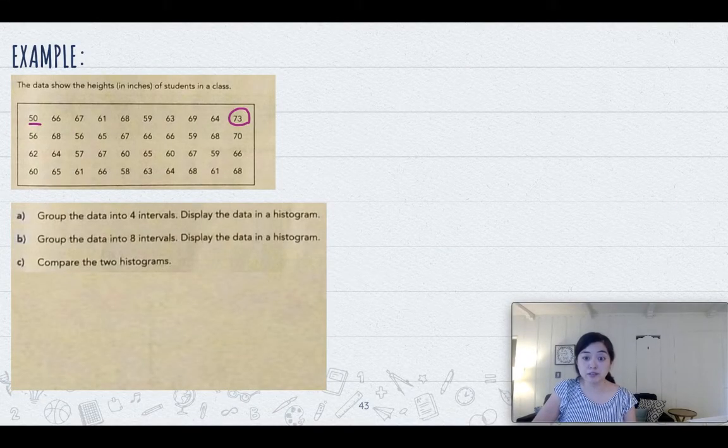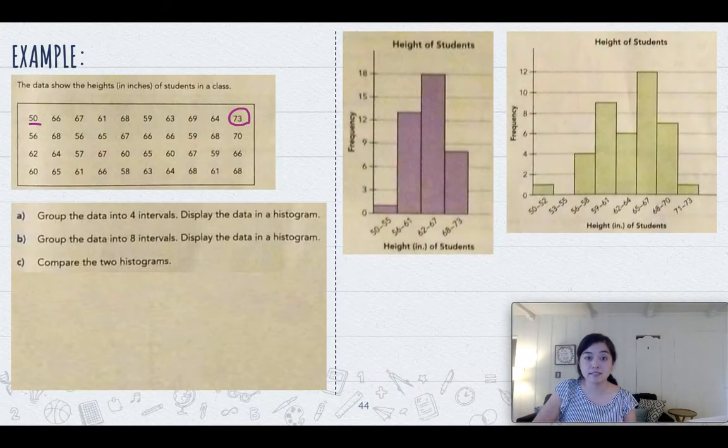Now it says to compare the 2 histograms. So let's put them side by side. Here's histogram A and here's histogram B. What do you notice? Well, it took less time to draw histogram A because there were just 4 intervals. And you didn't have to spread out the data too much or do too much math in your head to separate the intervals in your table.